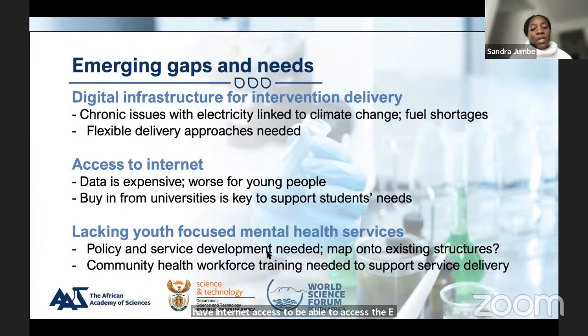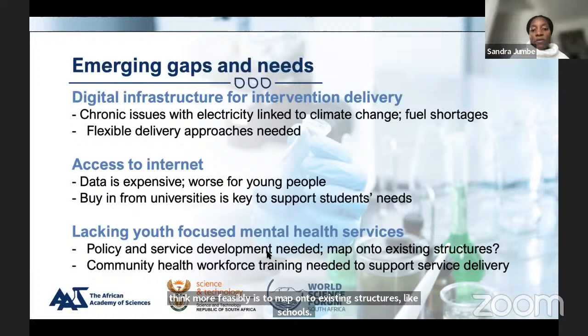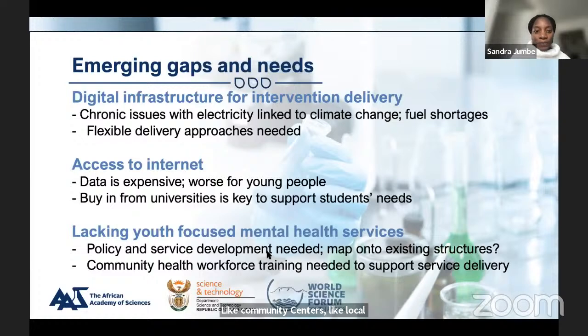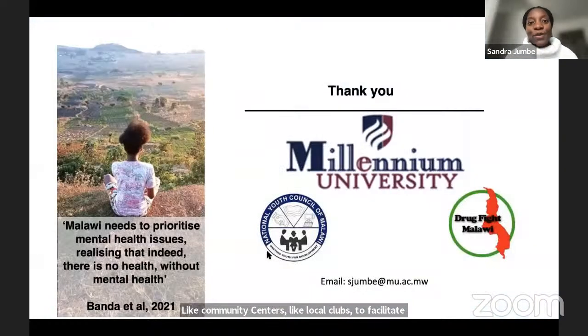And lastly, this feeds into the first part that I talked about, lacking youth-focused mental health services. We need to develop policy and services that are focused on young people and their mental health. And the way to do it, I think, more feasibly is to map onto existing structures like schools, community centers, and local clubs to facilitate this. Thank you. I'll stop there.